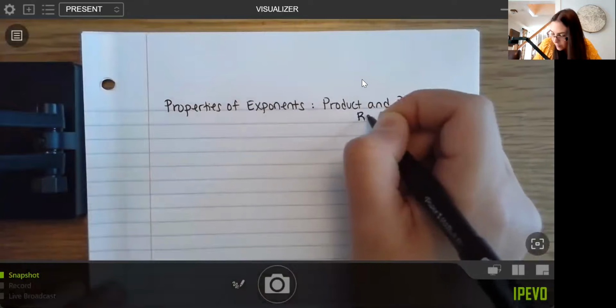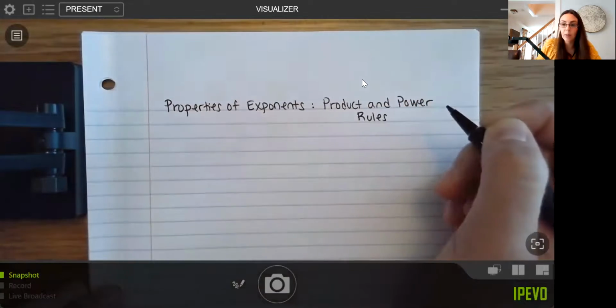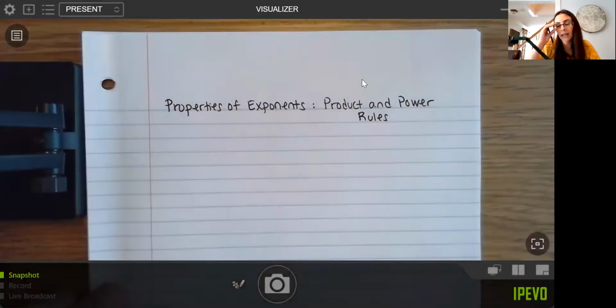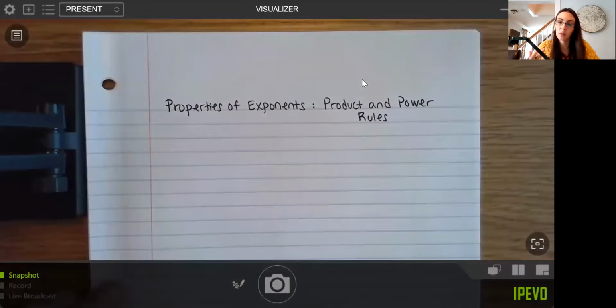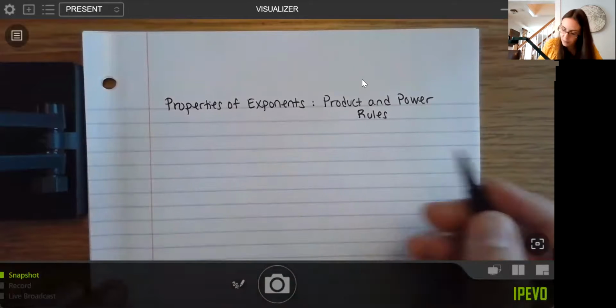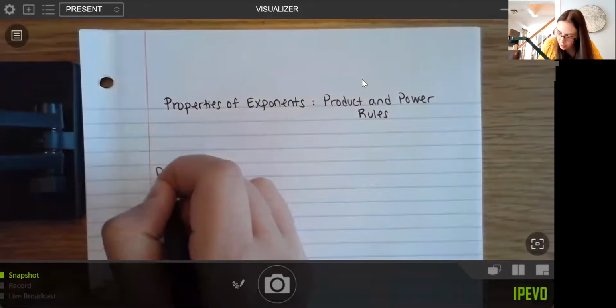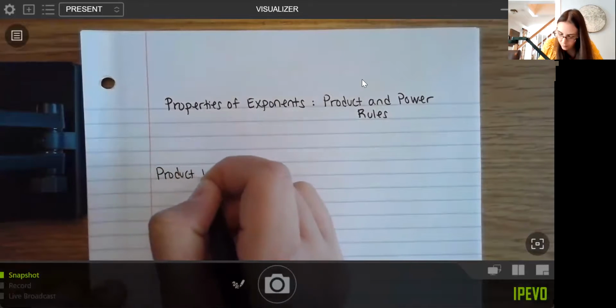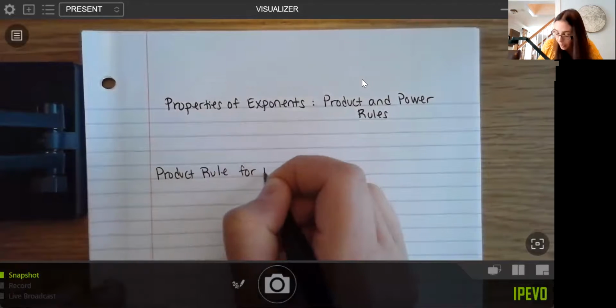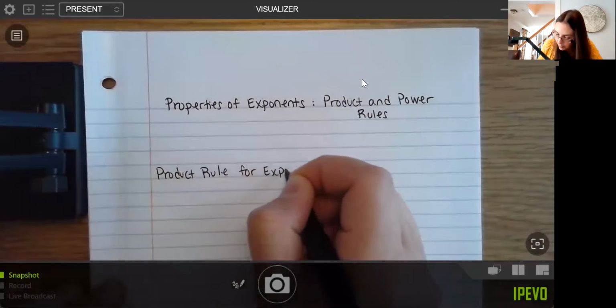Now, there's lots of different rules for the properties of exponents, so there's quite a few different properties that we can talk about. So like I said, in this particular video, I'm going to focus on rules that are called the product and power rules. So we're not going to do every single property of exponents in this one video. We'll start with a couple, and then we can do more later. All right, so our first rule is the product rule. Or product property, whatever you want to call it.